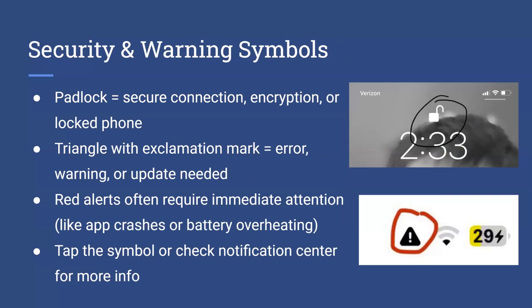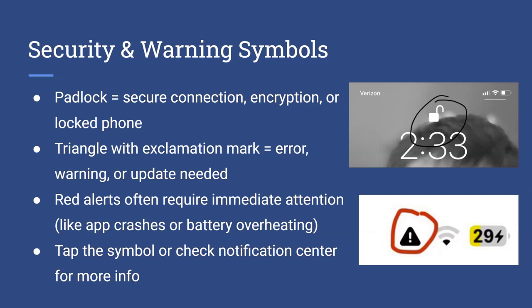Security and warning symbols. These are pretty important. Padlock means that there's a secure connection, encryption, or locked phone. The triangle with an exclamation mark means there's an error, warning, or update needed. I've actually never seen the triangle with an exclamation. Maybe I have, I'm just not recollecting it.